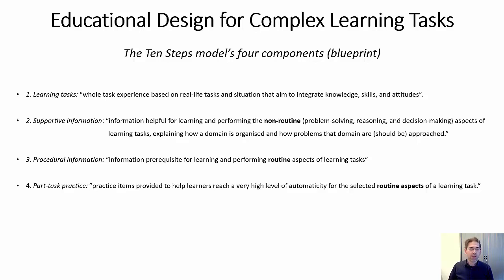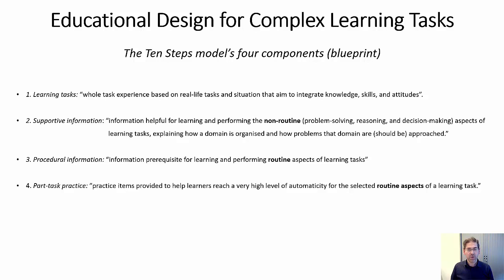Now this is very important, very difficult for a learner, so you need to support the learner by doing that learning task. And you can do this in two ways. You can do this by giving the learner supportive information, and this is information that is helpful for learning and performing everything that involves problem solving during learning, or reasoning or decision making. So the learner needs to have information on how to accomplish the task that you want them to accomplish. And we call this supportive information.